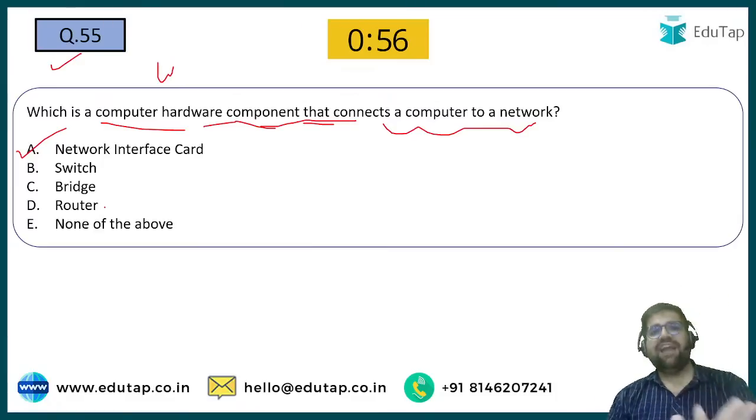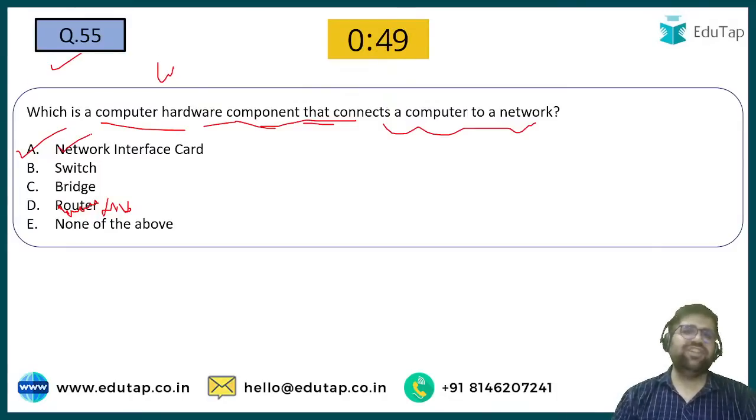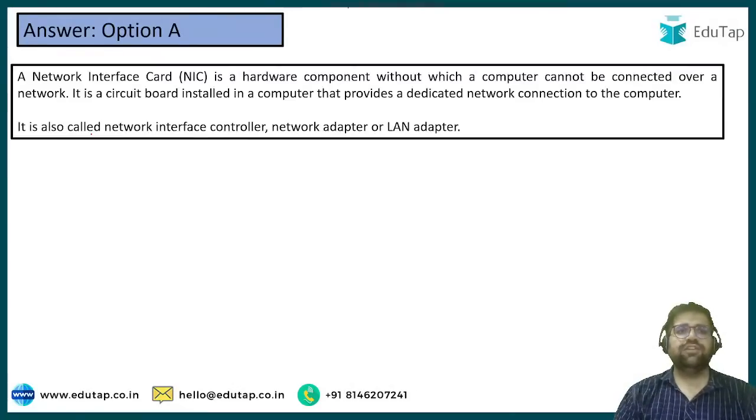So I will change the language of the question. Just assume router is not there. Okay, I'm just writing hub over here. In that case, the answer will be A. I will change the PDF. Don't worry. So sorry for this vague question. The answer was A.